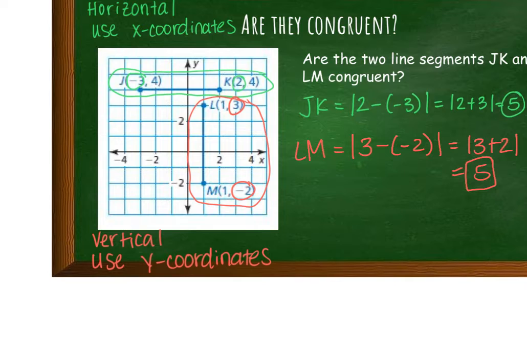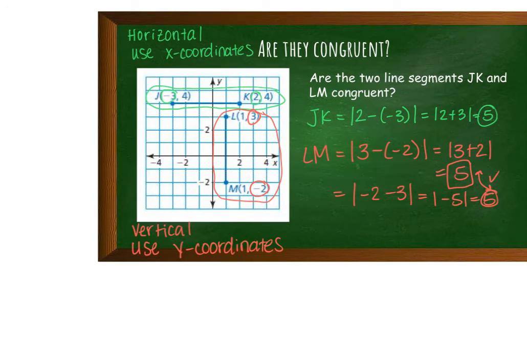Now, if you had done -2 minus 3, I'm going to show you guys that you would get the same answer. So it doesn't matter which one you start with. You could have started with M's y-coordinate or L's y-coordinate, but you have to subtract them, okay? So -2 minus 3 becomes the absolute value -5, which is 5, okay? So these two match. Check mark.